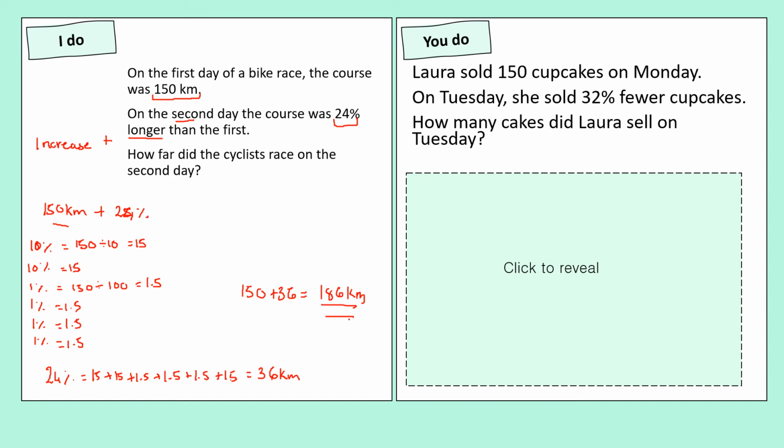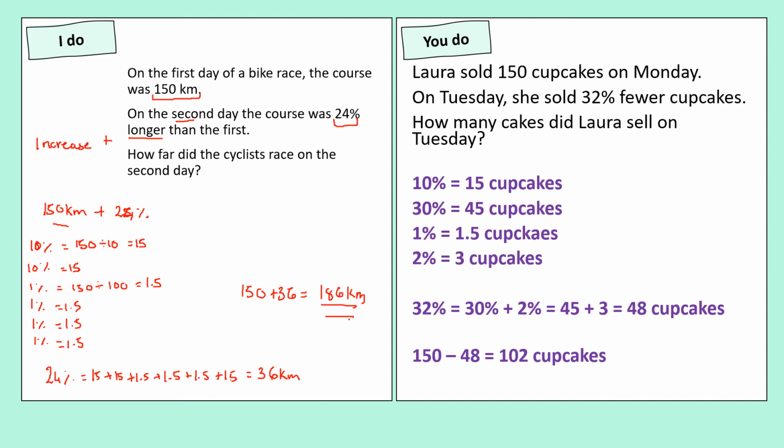Okay, I'm going to pop the answer up. So you'd split your number up. So we've got 10% is 15 cupcakes, therefore 30% is 45, and 1% is 1.5 cupcakes, therefore 2% is 3 cupcakes. You then add them all together, giving you a total of 48 cupcakes for 32%. And because that key word, it says fewer, meaning it's just decreasing, it's just subtracting, you subtract it from 150, giving you a value of 102 cupcakes that were sold on Tuesday.